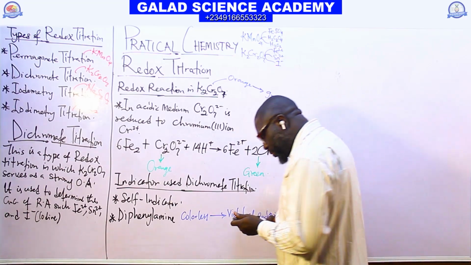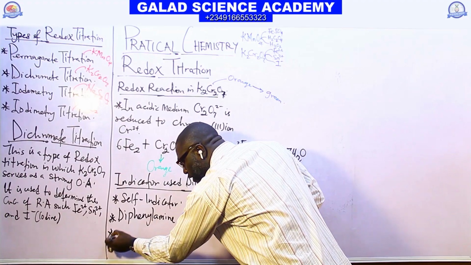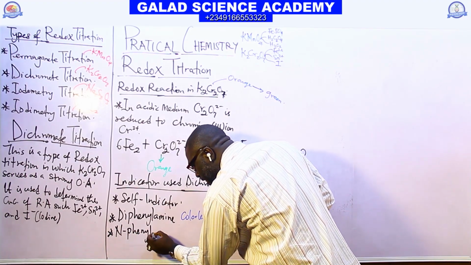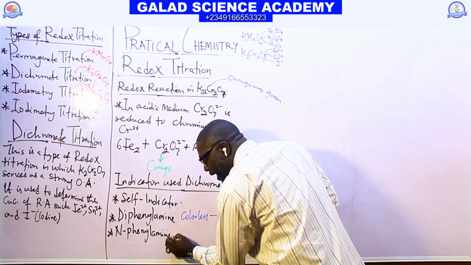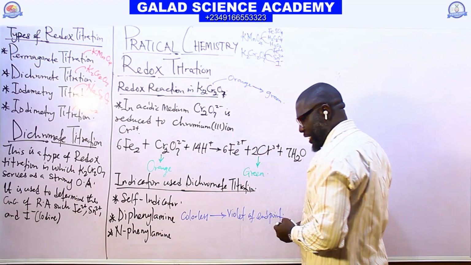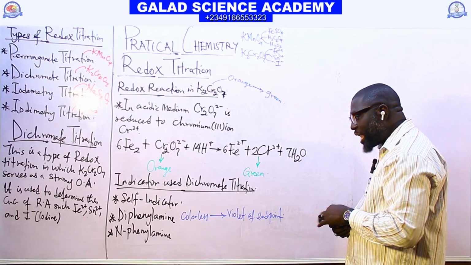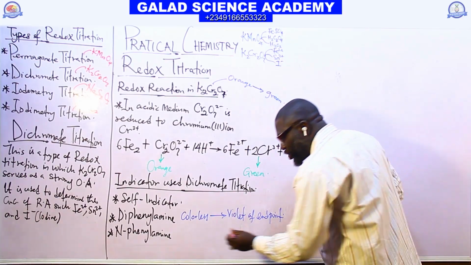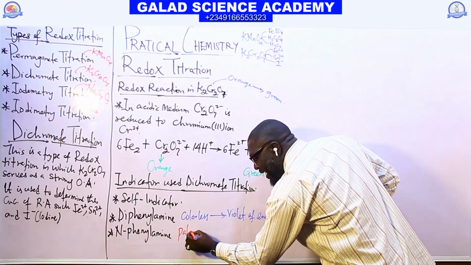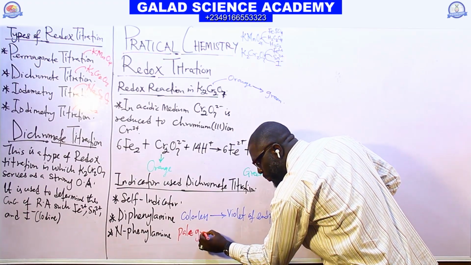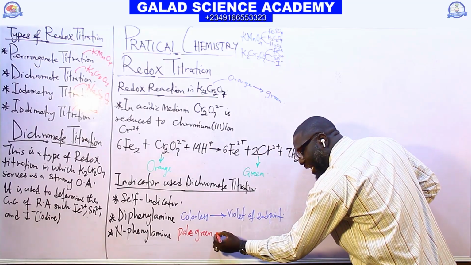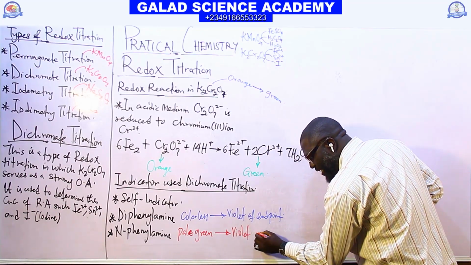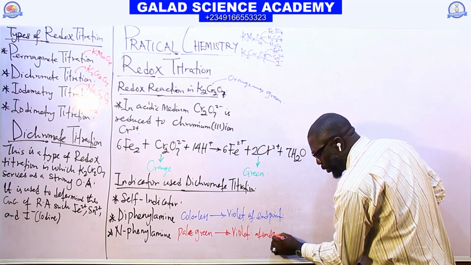We can also use N-phenylanthranilic acid as an indicator. So if we use N-phenylanthranilic acid as an indicator, from the beginning of the titration, we have a pale green. And at the end of the reaction, it will give us violet at the end point.